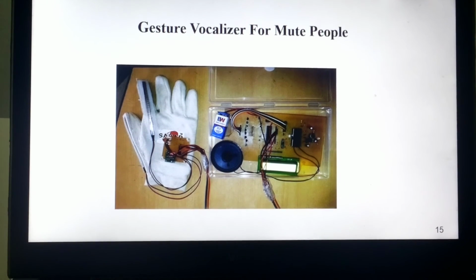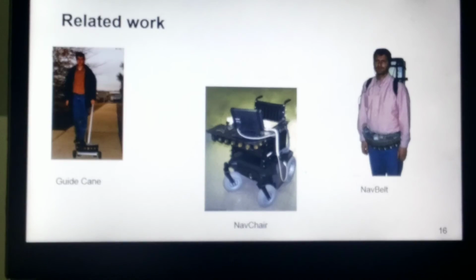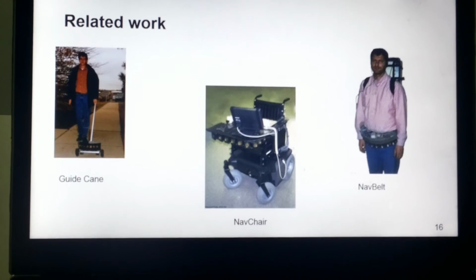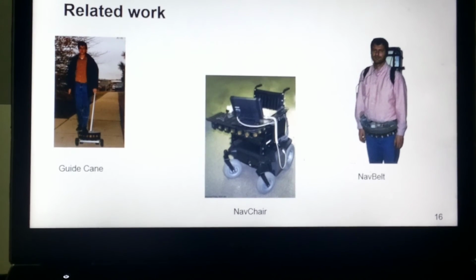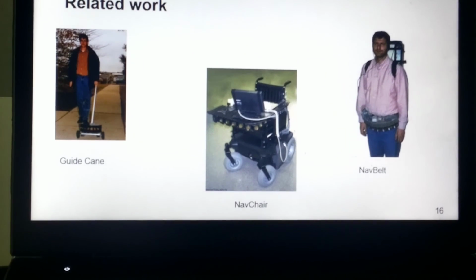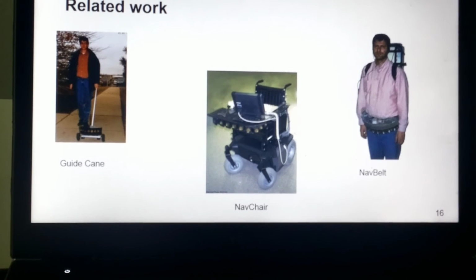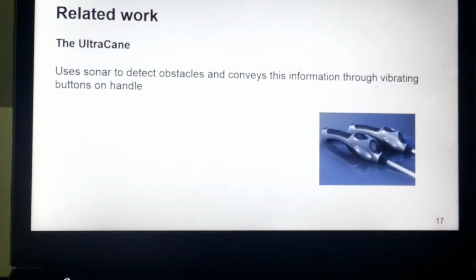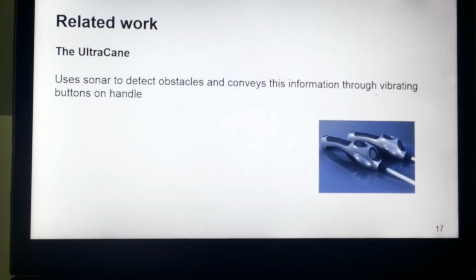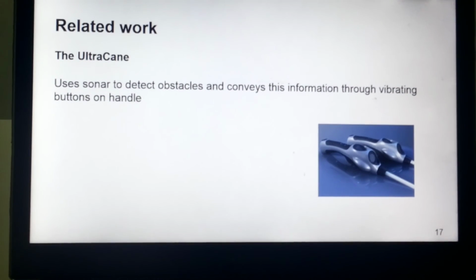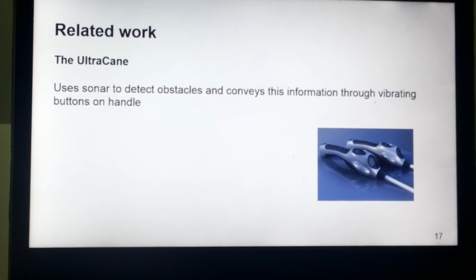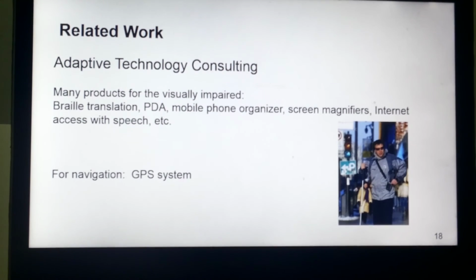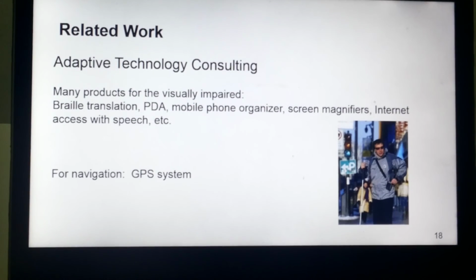So the next product we are working on is for mute people. It is basically a gesture vocalizer. When mute people try to communicate using sign language, it is usual that normal people cannot understand it. So our prototype helps in converting those gestures into speech using a vocal synthesizer. We use an accelerometer for the same purpose, and this especially reduces the communication gap between normal people and mute people. There is already a bit of work in this regard.